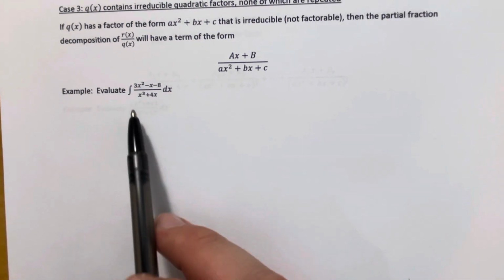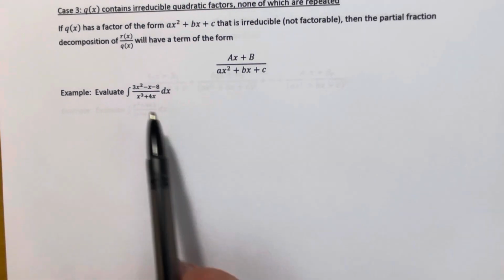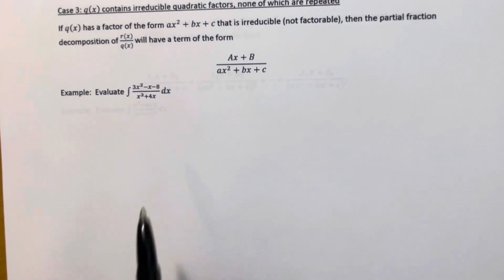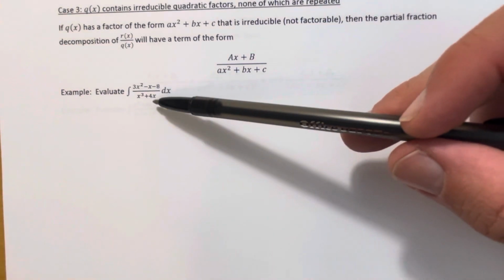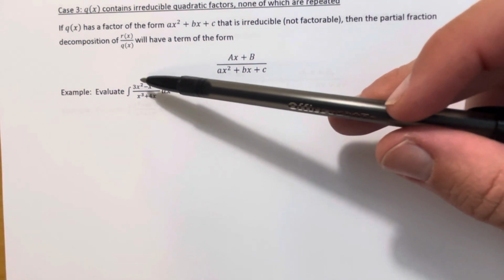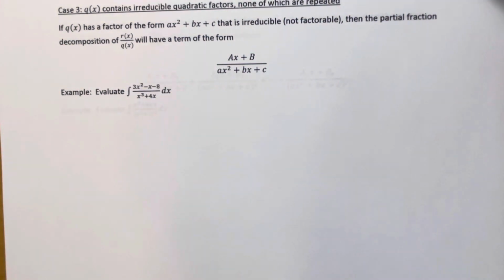I have 3x squared minus x minus 8 over x cubed plus 4x. Remember, the first thing we want to do is compare degrees. Now, the degree of my denominator is 3, which is greater than the degree of my numerator, which is 2. So that means I get to skip any long division. It's nice when that happens. My denominator is not factored yet, so I'm going to want to factor it. So we can write it this way, 3x squared minus x minus 8, same numerator.